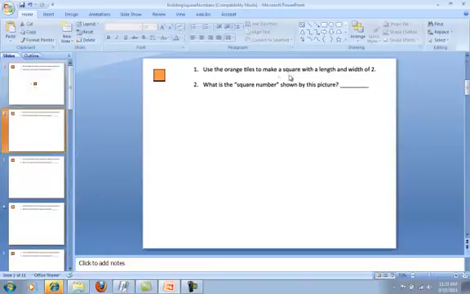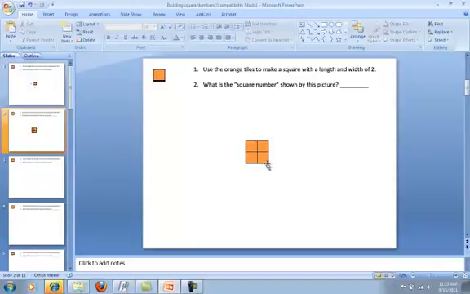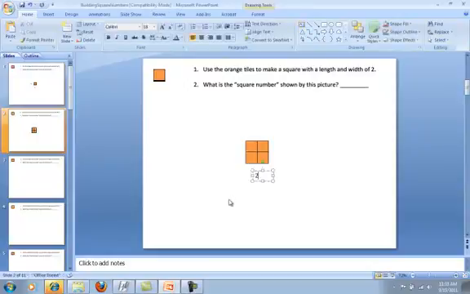Use the orange tiles to make a square with a length and width of 2. Well, since I'm making a square, I know that a square has the same length and the same width. Does this square have a length of 2? 1, 2. Yes, it does. So I'm going to label that with a 2. Does it have a width of 2? 1, 2. Yes, it does. So I'm going to label this 2.